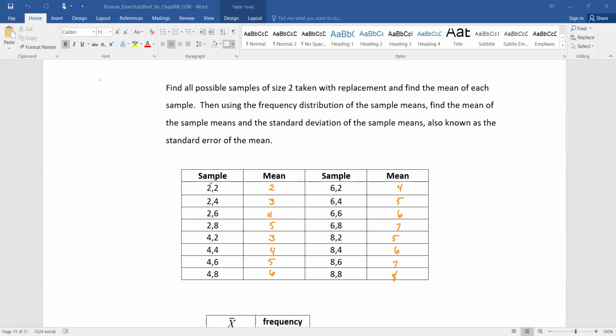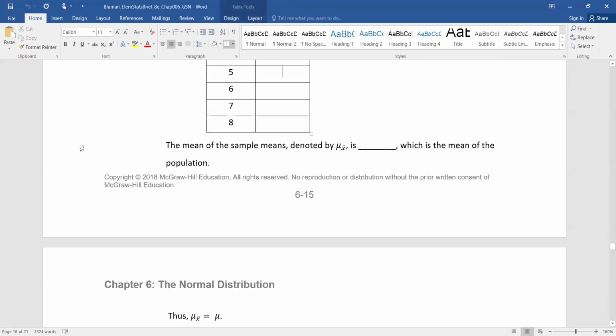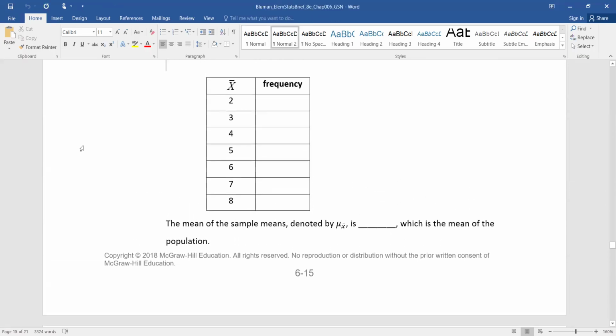So basically what we did is take 2 people, they took a quiz, and this is what they got. Here are the averages, all the different sample means, and we're going to see just how close that is to the population mean, which was 5. So now we're going to do a frequency. How many times did we get 2? How many times did we get 3, 4, all the way down?